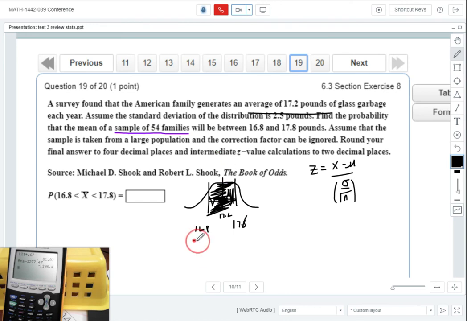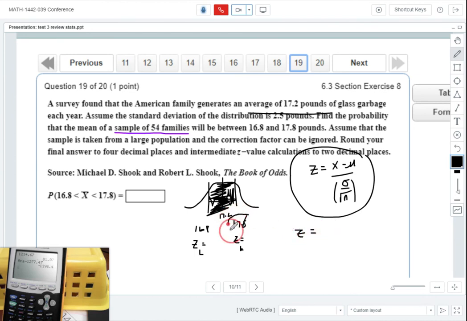In other words, we have to find the z value for both of these spots. This is the formula you use for the z value for both of those spots. So this is the lower and this is the upper. Let's do the upper first on the right-hand side.